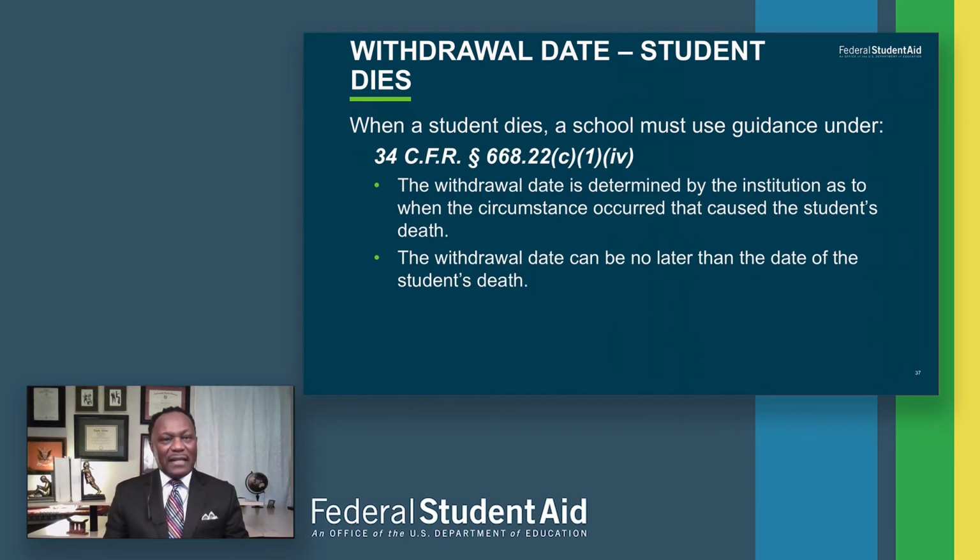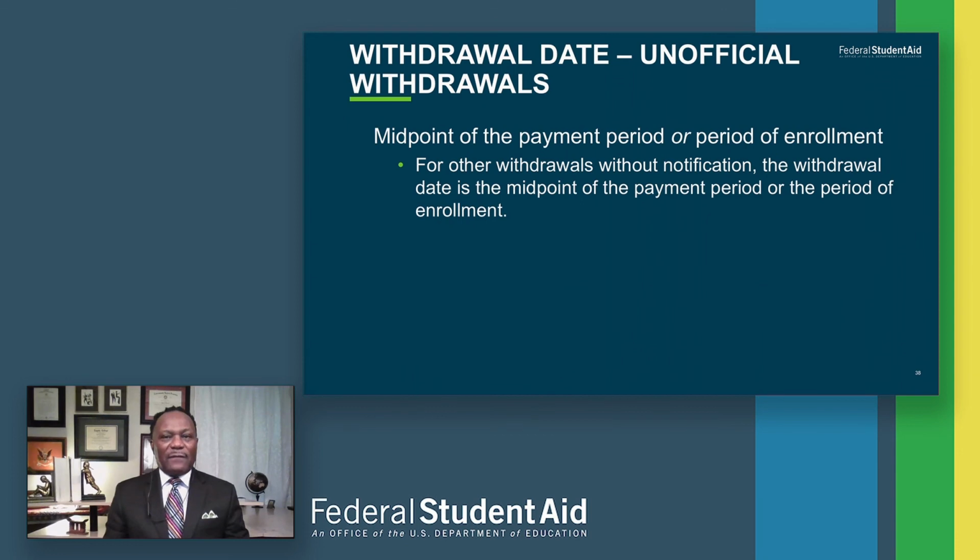Withdrawal date, student dies. Also, there is the unfortunate situation wherein the student dies before the completion of the term. For obvious reasons, this constitutes the need for withdrawal, and the withdrawal date must be determined by the school on the basis of when the circumstances occurred that caused the death. Just know that the withdrawal date can be no later than the date of the student's death. Unofficial withdrawals. If none of the previous examples of withdrawals occur and the student withdraws without providing notification, the school is then able to use the midpoint of the payment period as the withdrawal date.